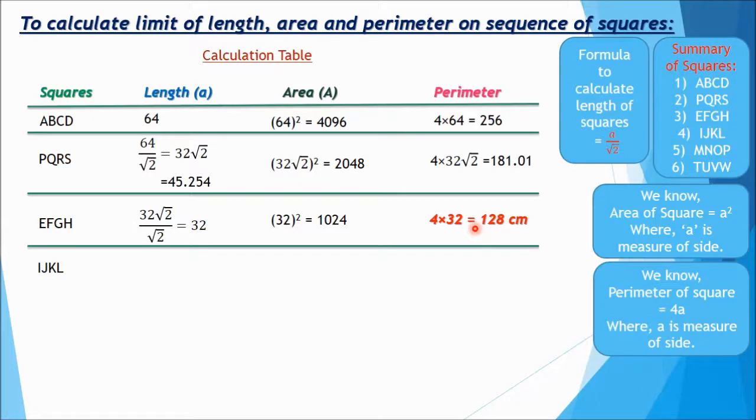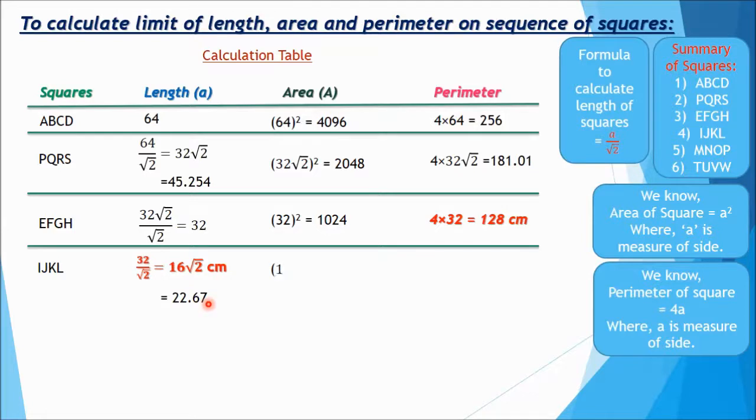Now we have another square, IJKL. We have to calculate the length. Here it will be 32 root 2 divided by root 2, which is equal to 16 root 2, which is equal to 22.67. We can observe the pattern here. The length is decreasing: 64, 45, 32 and 22. Now this is in red color because in the question it is asked to find the length of the fourth square. The length of the fourth square is 16 root 2 cm, that is 22.67.